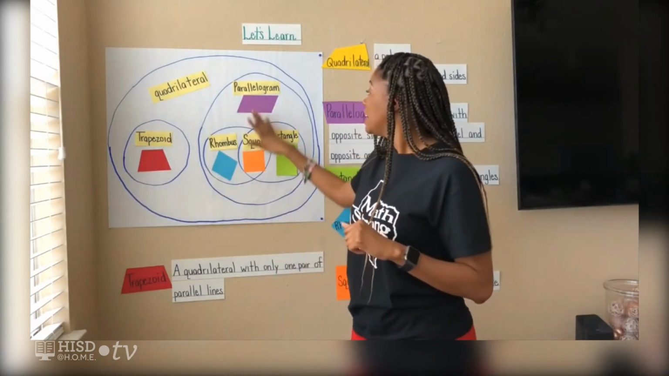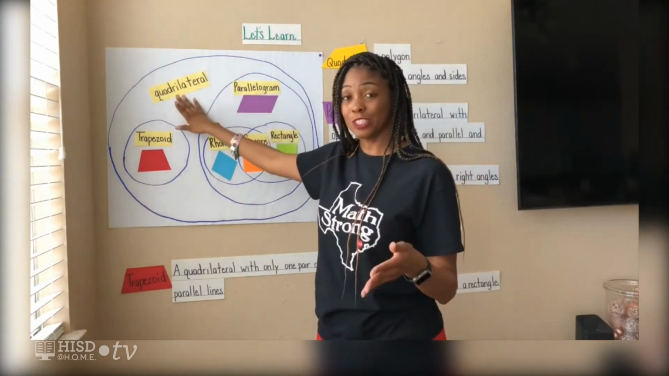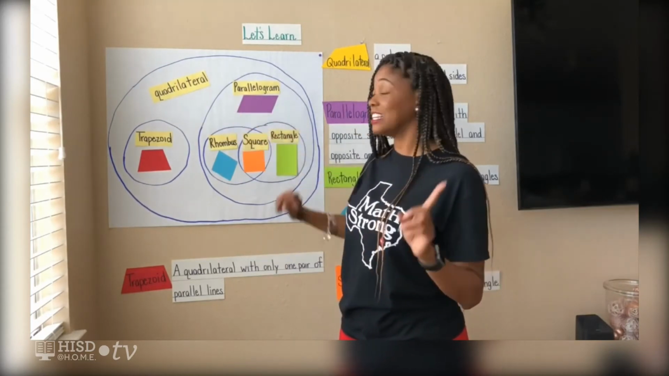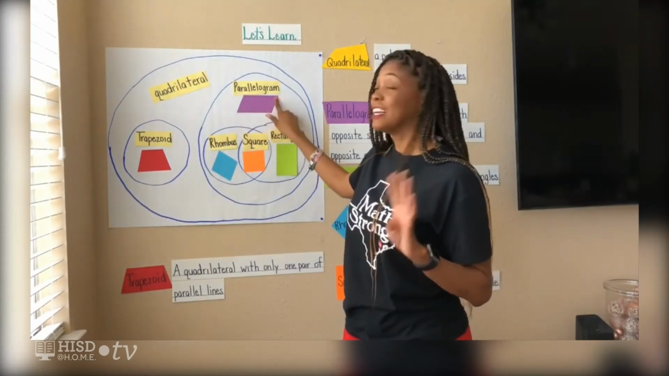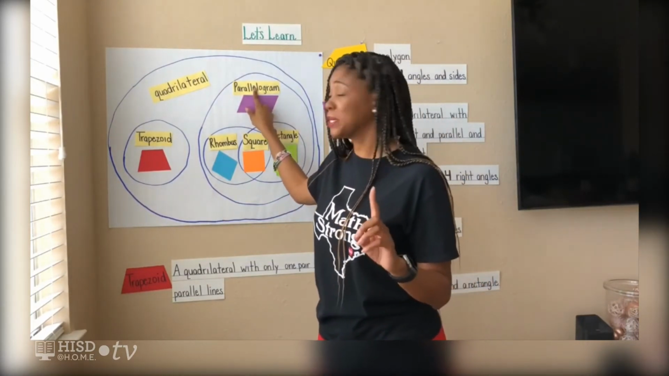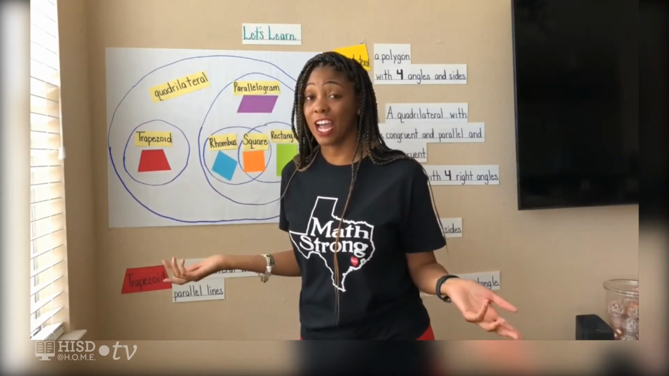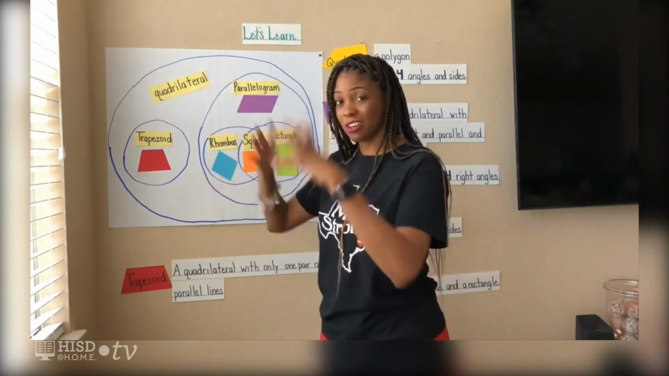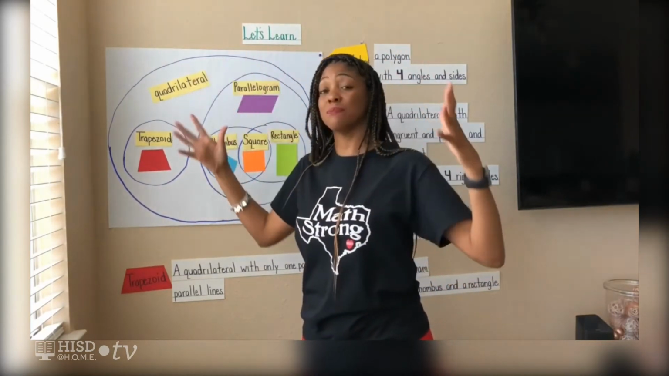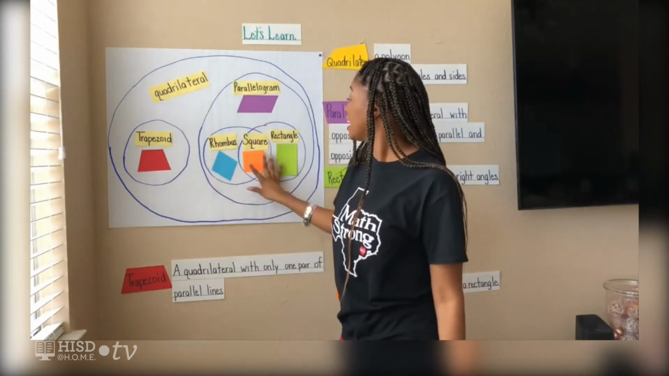Great job. A parallelogram can also be called a quadrilateral because it has 4 sides and it also has 4 angles. But a parallelogram cannot be called a trapezoid because if you notice, their circles don't even intersect. So we know they are considered 2 different types of figures inside of this big umbrella of quadrilateral. So now let's go here.